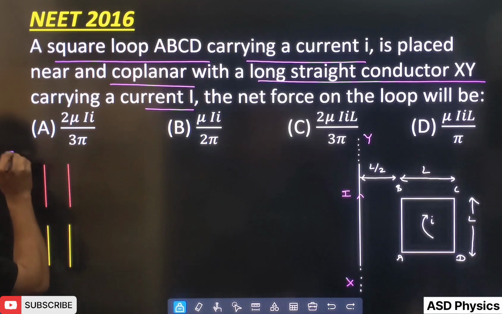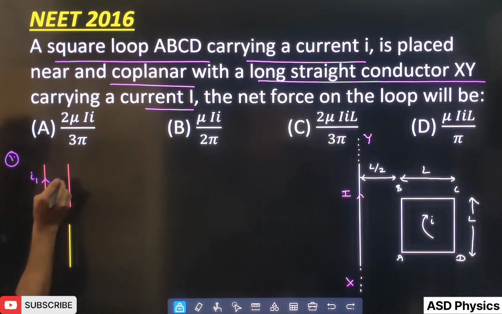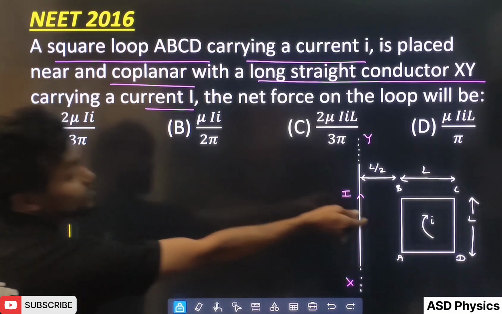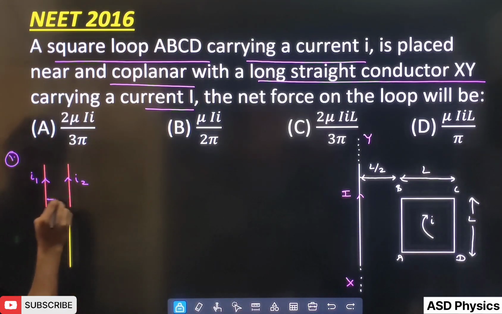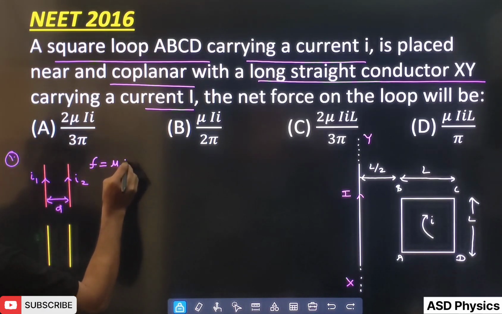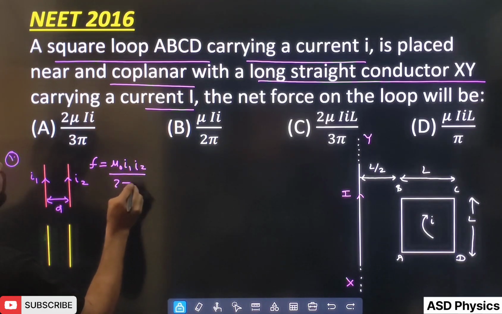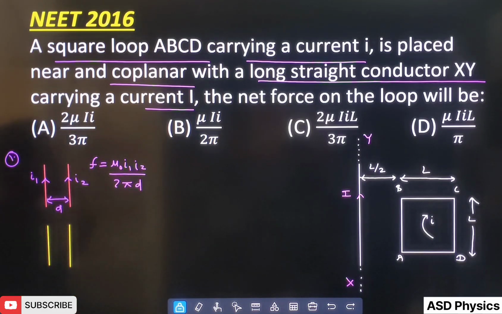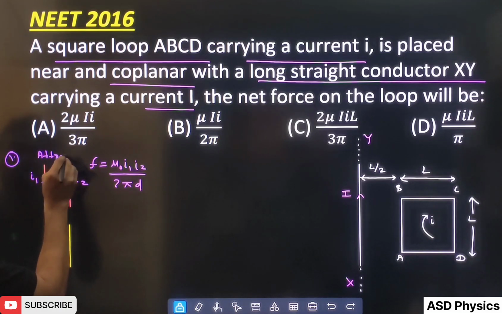Let's take two infinite length conductors. Here the current is I1 and here the current is I2, separated by a distance, for example d. The force per unit length of the conductor is given by mu naught I1 I2 by 2 pi d, where small f is the force per unit length. As the currents are in the same direction, both conductors will attract each other. Remember that: current in the same direction, attraction.